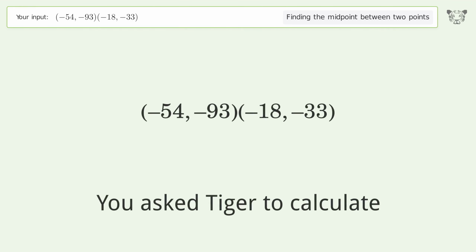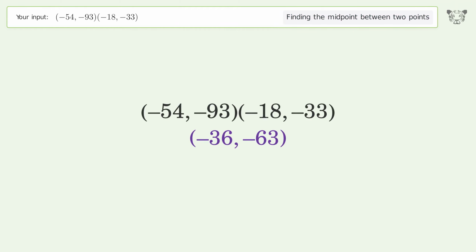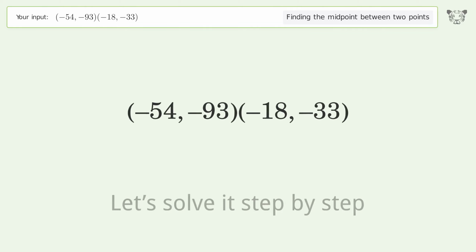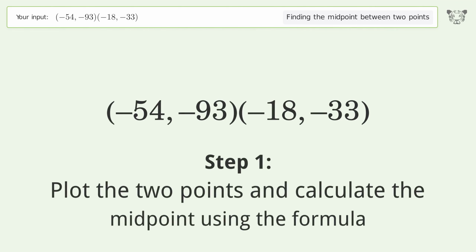You ask Tiger to calculate. This deals with finding the midpoint between 2 points. The midpoint between the 2 points is -36, -63. Let's solve it step by step. Plot the 2 points and calculate the midpoint using the formula.